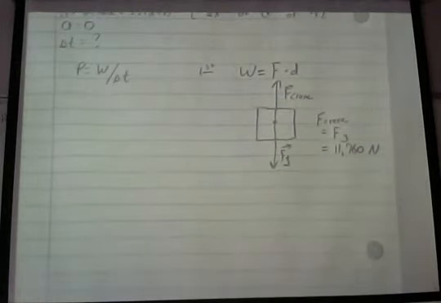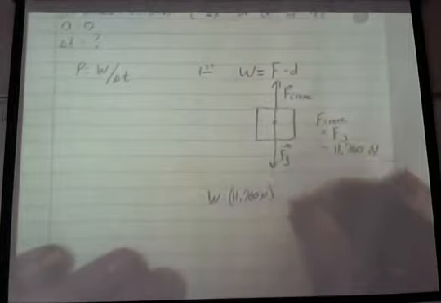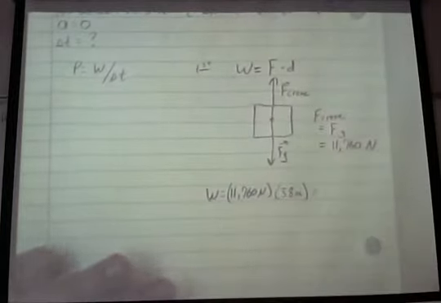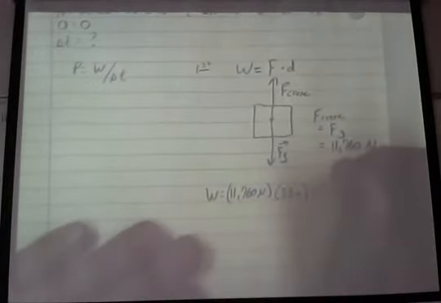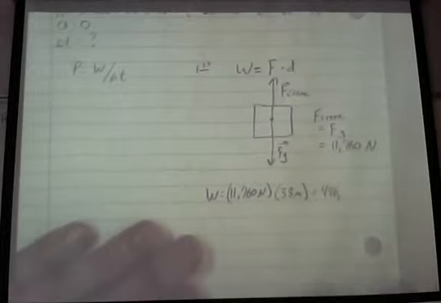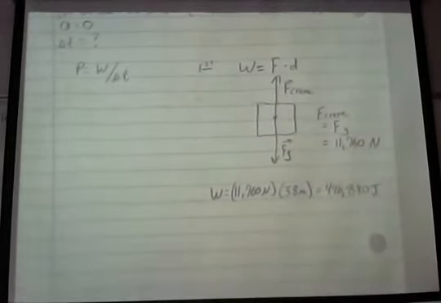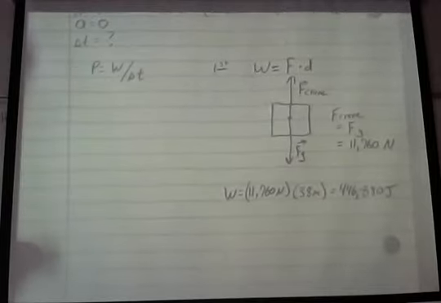From here we can calculate the work done, 11,760 newtons, times the distance is 38 meters, which gives us a work done of 446,880 joules. And since we're looking for time in this equation up here, we know power, we know work. All we need to do is rearrange to get time by itself.